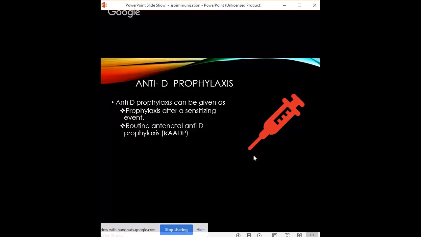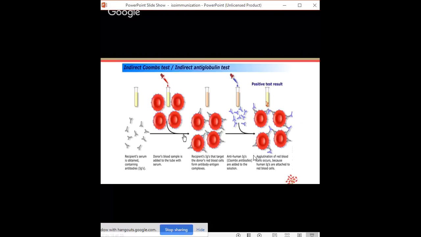And so, before giving anti-D prophylaxis, a test that can be done to ensure that the mother has not been previously sensitized is the indirect Coombs test, which this diagram explains.